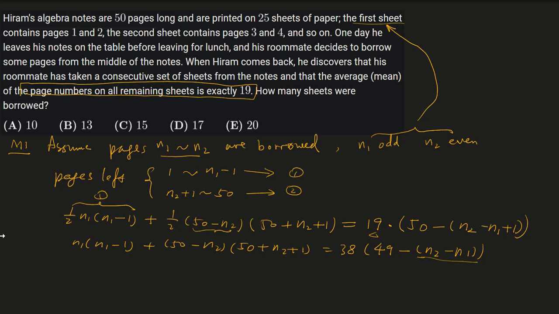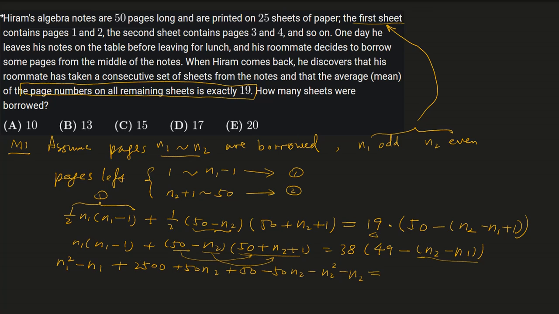All right, let's continue. So the left-hand side equals N1 squared minus N1, and this is from term 1. And from term 2, we just expand this: the 50 multiplies each term in these brackets, and the minus N2 times each term in these brackets. So let's just write it out. That's 2500 plus 50 times N2 plus 50 minus 50 times N2 minus N2 squared minus N2.